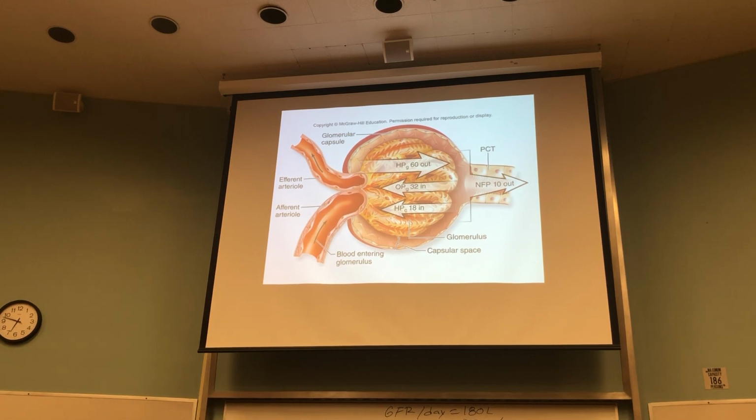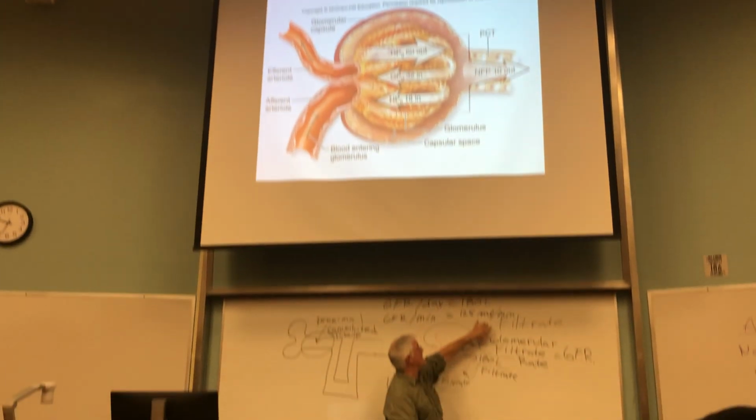And overall, it gives us a net difference of 10 units of force pushing the filtrate out of the glomerulus into my proximal convoluted tubule. That 10 units of net force creates 180 liters a day of filtrate production. So we call that the glomerular filtration rate on a per daily basis. Or I can look at my glomerular filtration on a minute basis, which is 125 milliliters per minute.